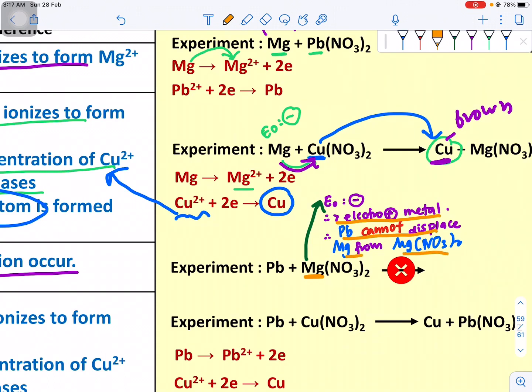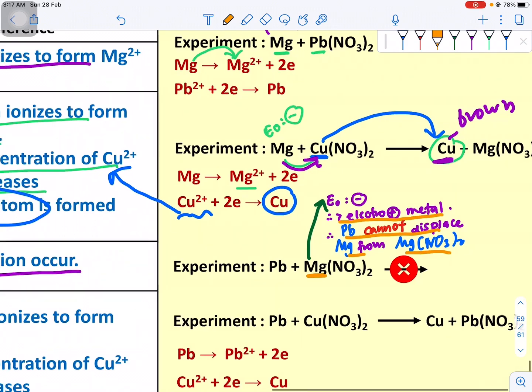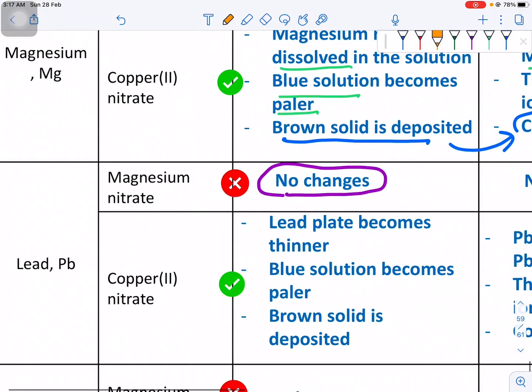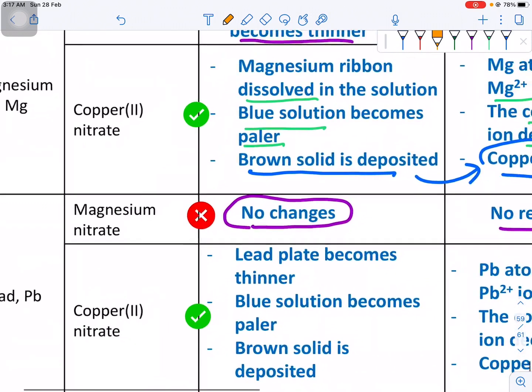So kekal lah magnesium berada dalam magnesium nitrate. Pb tak mampu buat apa-apa. Ini sebabnya reaction not occur. And then we have lead and copper(II) nitrate. Lead and copper(II) nitrate, reaction occur based on our justification before this. Kenapa ini? When this happen, what is the observation?